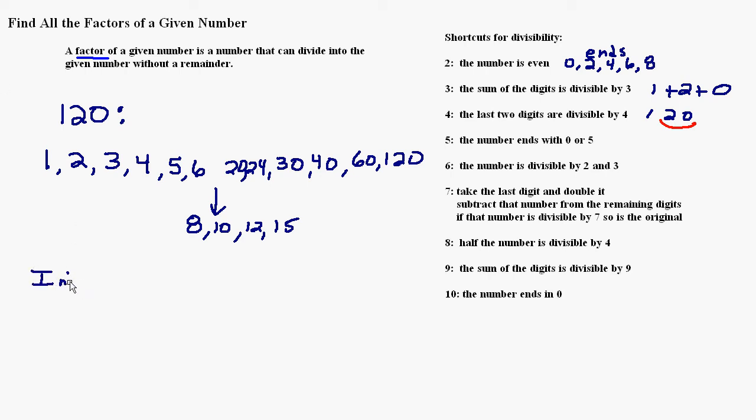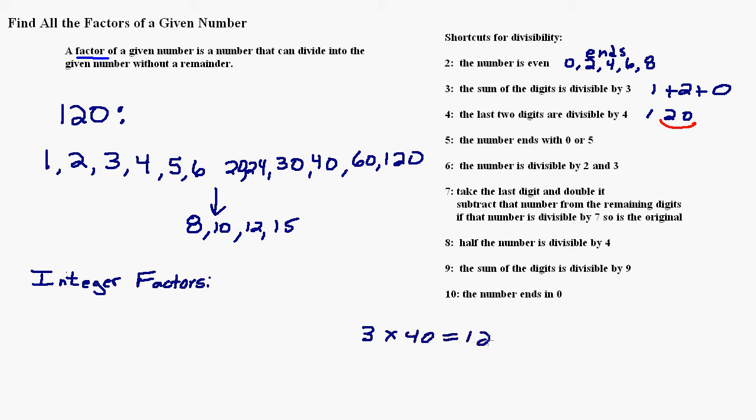So when we say we want an integer factor, what that means is that we're just going to include the negatives. For example, we just said that 3 and 40 are factors. 3 times 40 is 120.